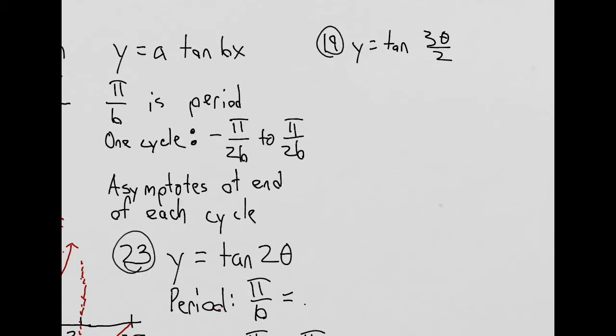And where are the periods and cycles? Pretty easy to find. Pi over b is going to be your period. That's the length of your graph. And one cycle will always be between negative pi over 2b to pi over 2b, right?